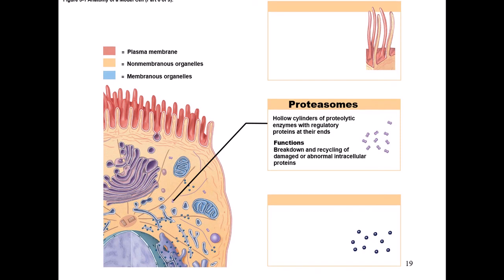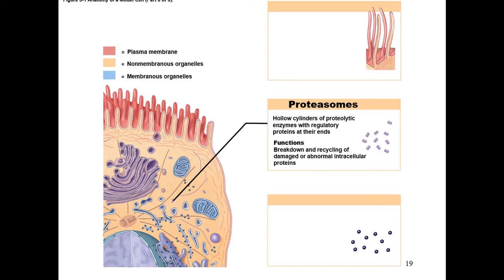The last structure are these hollow cylinders. We're not going to see those on the cell model. I think of them as part of the digestive system of the cell. If we have any abnormal or damaged proteins, these structures will actually take those proteins apart and recycle them for us. They are called proteasomes. So whenever you hear the term proteo, think proteins. Right here they actually have the proteolytic enzymes in there. Proteo is proteins. Lytic means to break down.